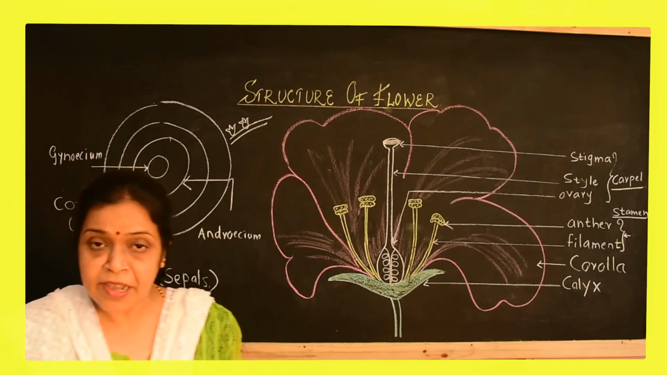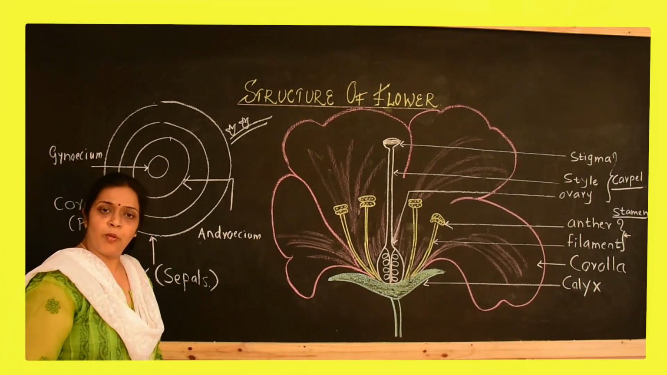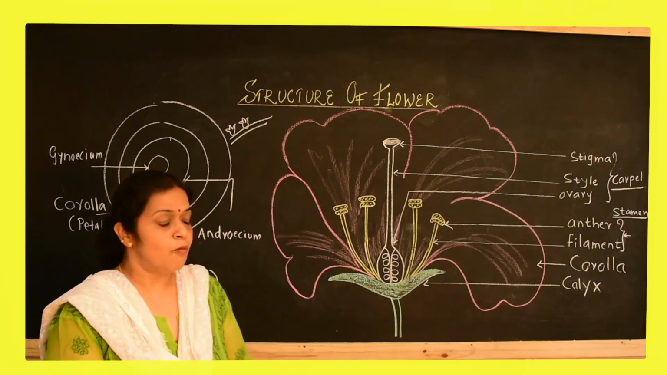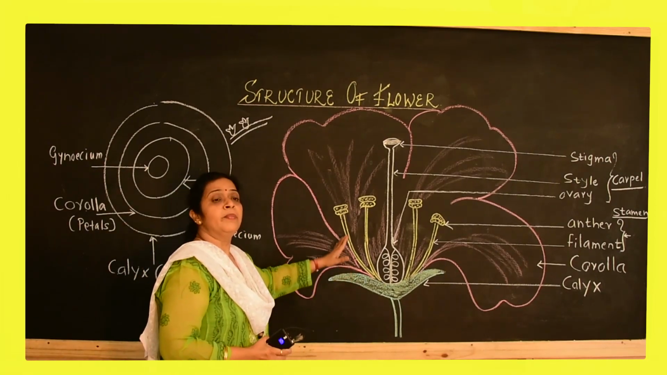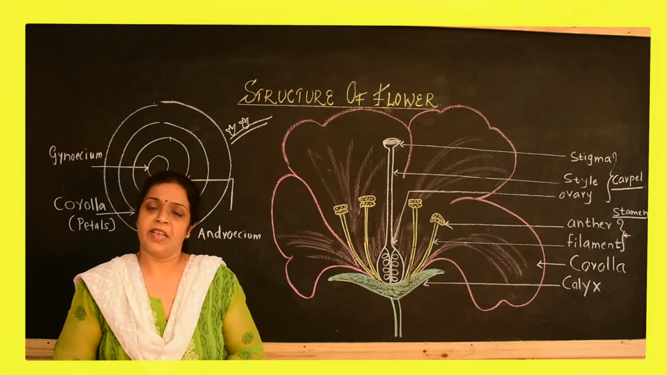Okay. So here we end up with the structure of flower. I hope all of you must have understood what are the different parts, that are the accessory whorls as well as the essential whorls which are present there in the flower.